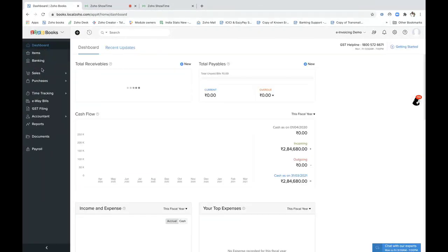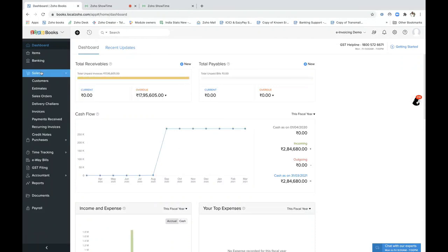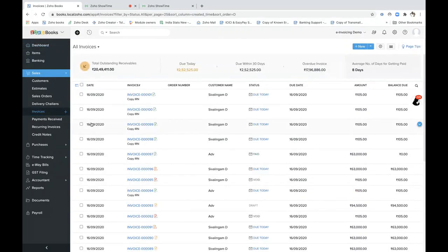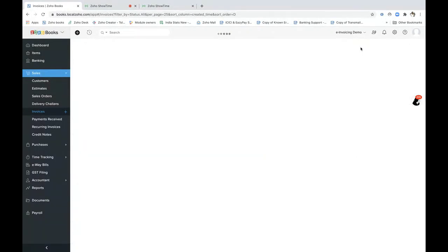I will now show you how this invoice is created and how we generate the IRN number. All right. So creating an invoice is much simpler. Just click on new invoice.